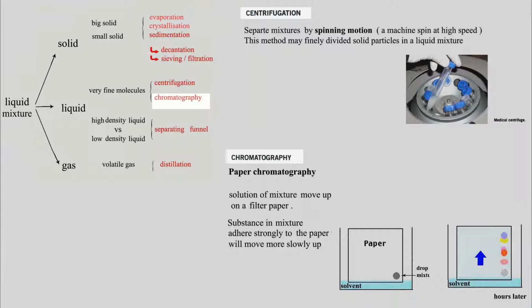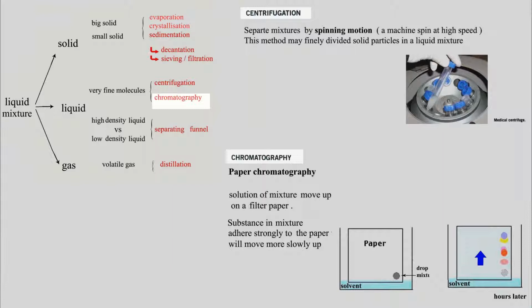Chromatography. This is also to separate fine particles, for example, dye or coloring. And say in this picture, you put onto a paper one dot of ink, into water. After an hour or so, you will find the ink will start to go up and it separates into a few different segments.